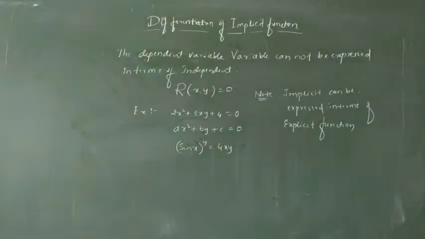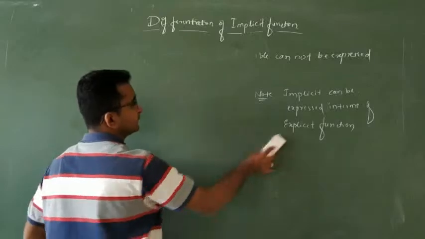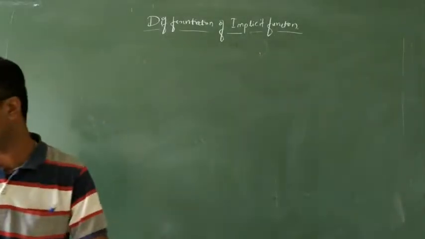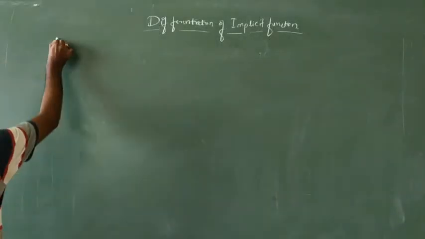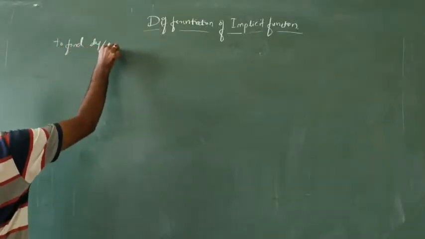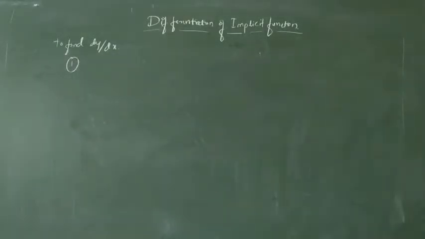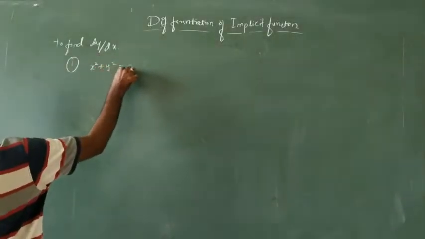Take one example. Find dy by dx. The simple example, from the simple example I am going to solve. Find dy by dx. Simply they say to differentiate with respect to x. That is also the same as to find dy by dx. The first example is x square plus y square is equal to a square.